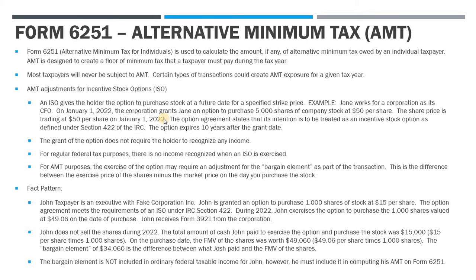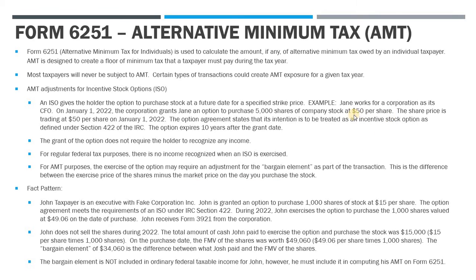This is where the difference exists with AMT. So for AMT purposes, when Jane exercises that option, she has to include an income adjustment for this bargain element. The bargain element is the difference between the market price on the day they purchase the stock and the exercise price of the share.